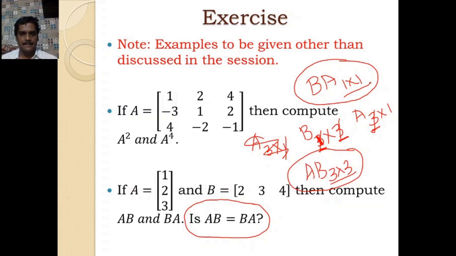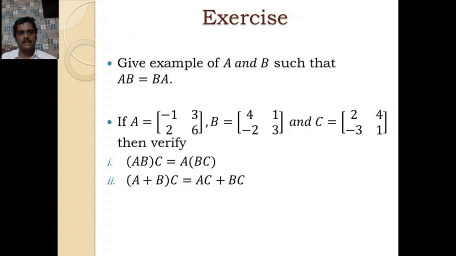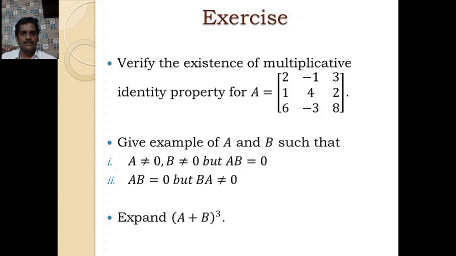Okay. But in problem number 2, it is asked to compute. So you are going to compute AB, you are going to compute BA, and after that you are going to answer: is AB equal to BA? And the answer for that part is no. AB is not equal to BA. Clear? Here is your problem number 3 and problem number 4. Problem number 5, 6 and 7.